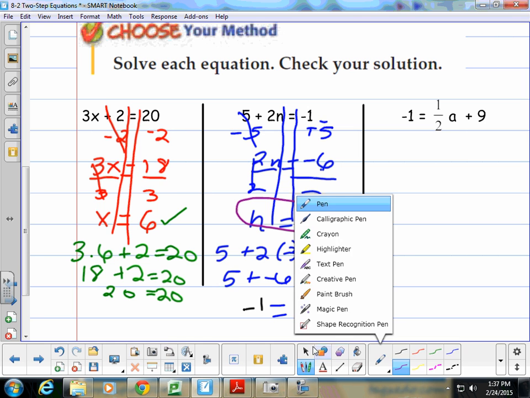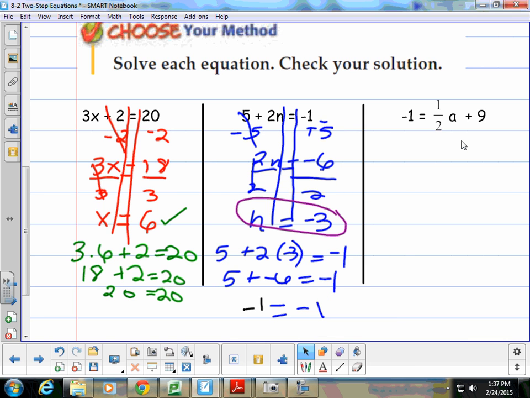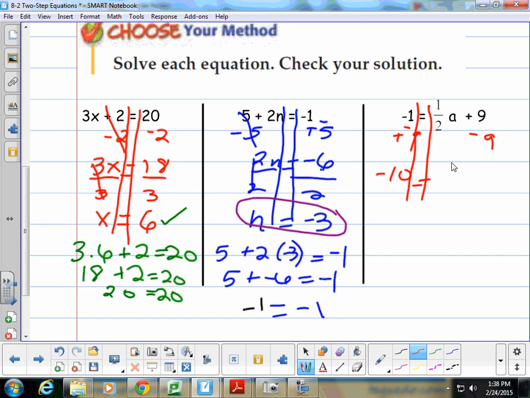Same thing over here. We have negative 1 is equal to 1/2 of a times, or plus 9. So we have to undo. We're going to subtract 9 first. Maybe make my train tracks first. So I subtract 9. Oopsie. And so I add the opposite. That's really negative 1 plus a negative 9, which is negative 10, is equal to 1/2 of what number?